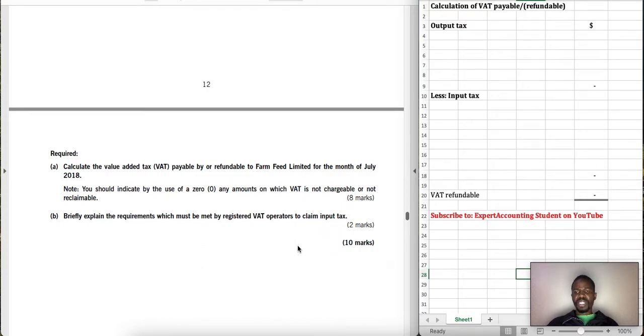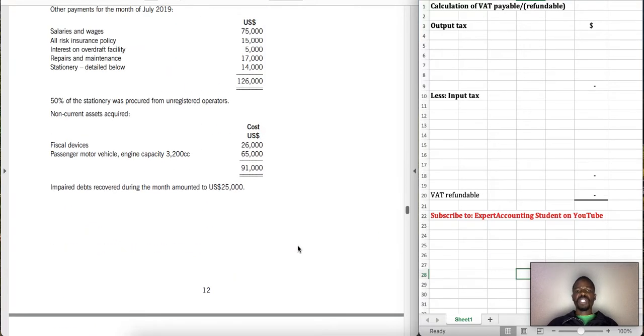Now let's go to the requirements. Required A, calculate the VAT, the value added tax payable by or refundable to Farm Feed Limited for the month of July 2018. Note, you should indicate by the use of a zero any amount on which VAT is not chargeable or not reclaimable. 8 marks. B, explain the requirements which must be met by registered VAT operators to claim input tax. 2 marks. Let's go to the scenario.